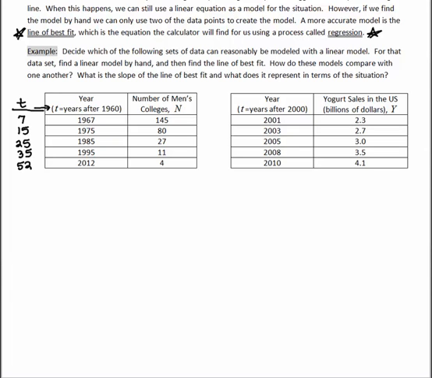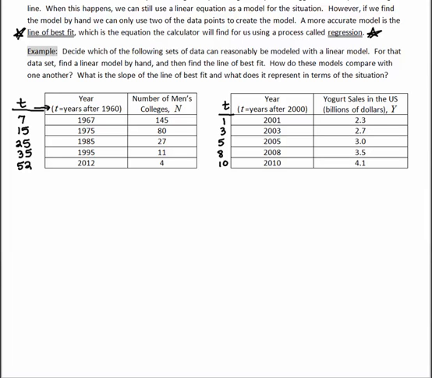Let's take a look at our second set of data. This data shows us for various years the value of yogurt sales in the United States. If I look at my definition of t in this one, t is the number of years after the year 2000. So if I add that information to my table, 2001 is just 1 year after 2000. And then I would have 3, 5, 8, and 10 years after the year 2000.